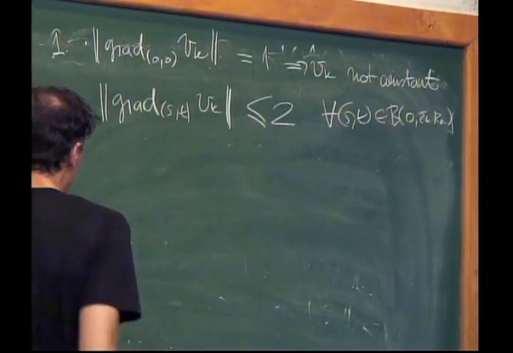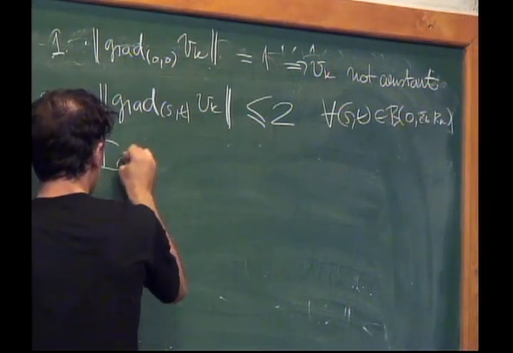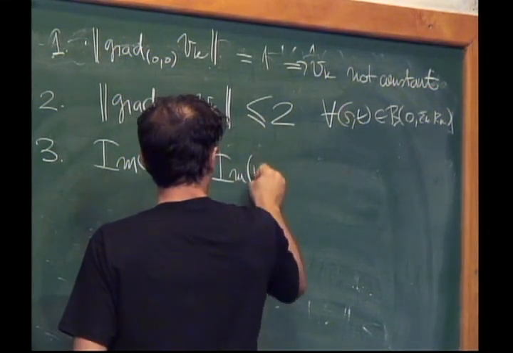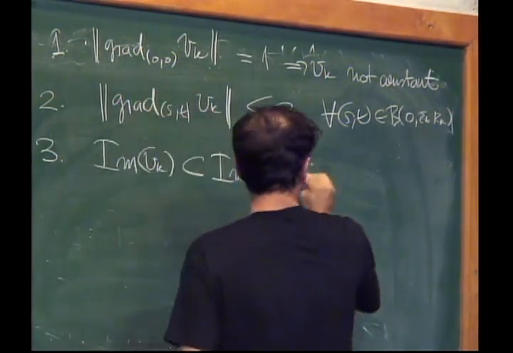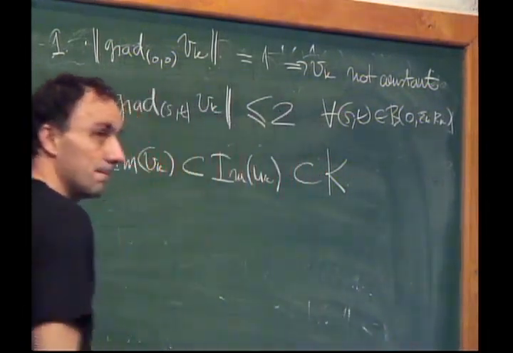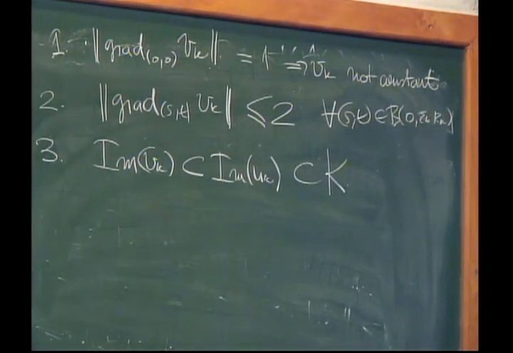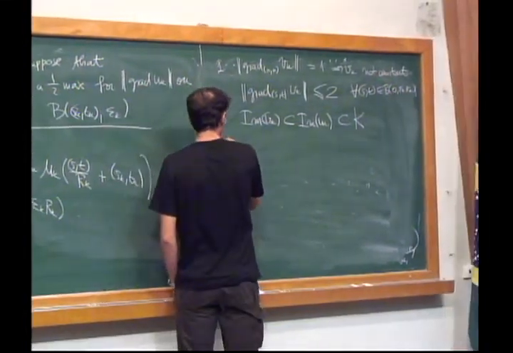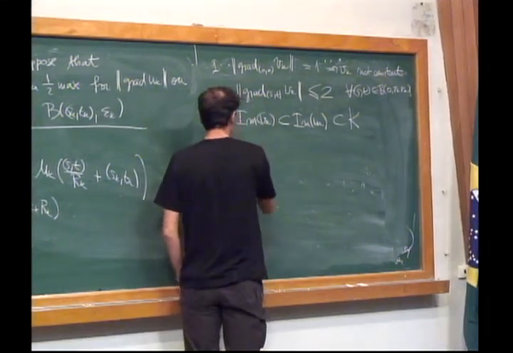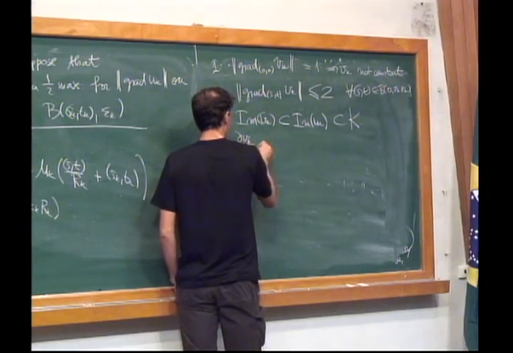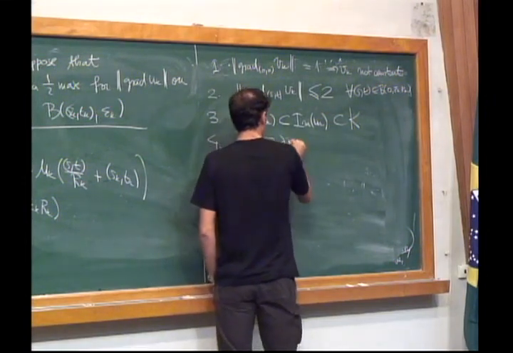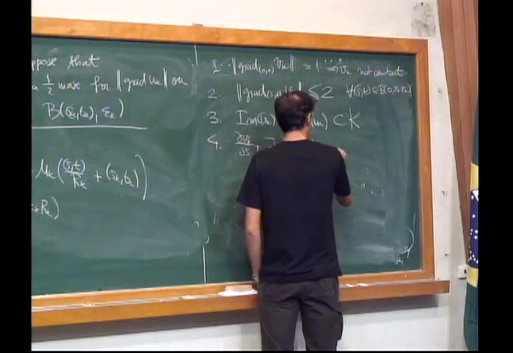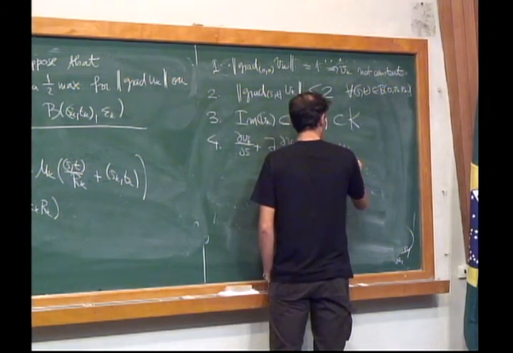The third property tells you something about the image. So the image of vk is, of course, contained in the image of uk, and this is contained in some fixed compact set K. Okay? And the final property is that when you look at the equation which vk satisfies, it's the following: dvk/ds plus J dvk/dt plus 1 over Rk gradient of H in vk is equal to 0.